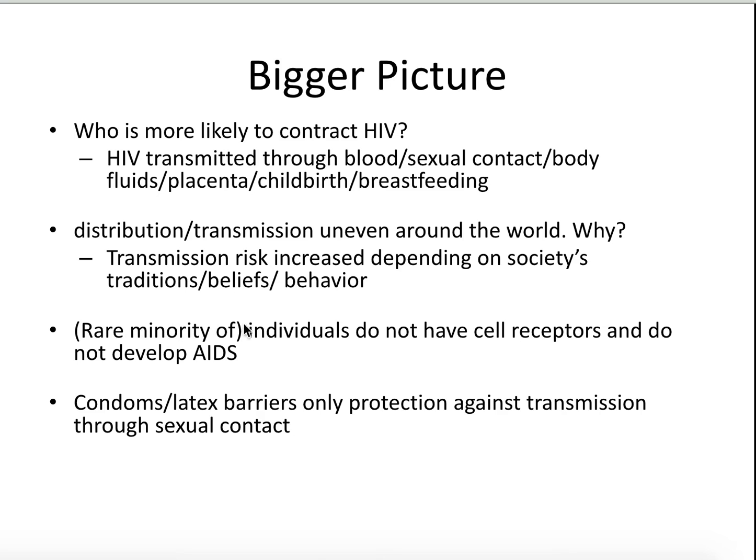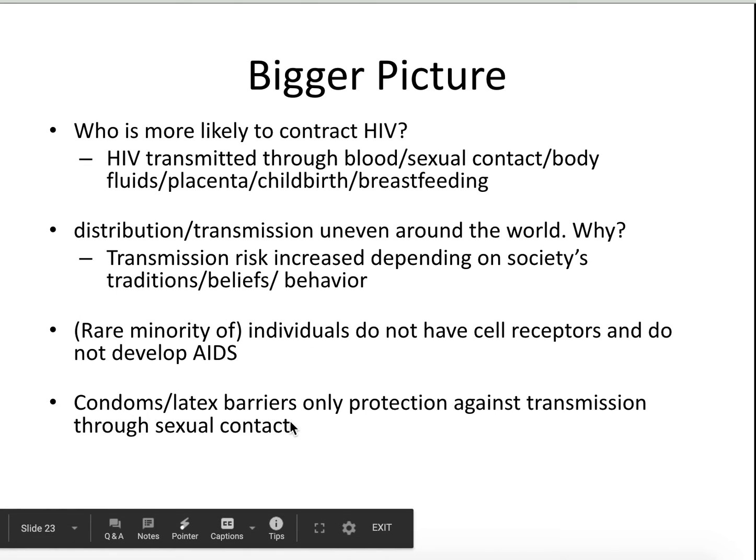A rare minority of individuals do not have the cell receptors, though, and do not develop AIDS. They have found there are a few people who are immune to HIV, that the virus cannot infect them. Condoms and latex barriers only protect against transmission through sexual contact. So safe sex practices will protect against HIV, but obviously not the sharing of needles and things like that.